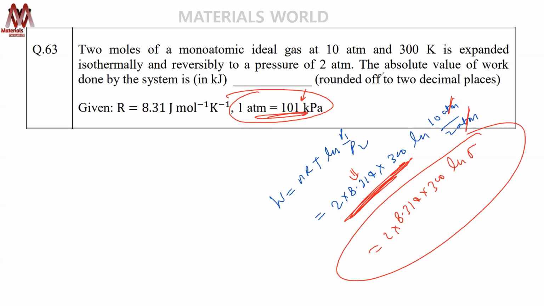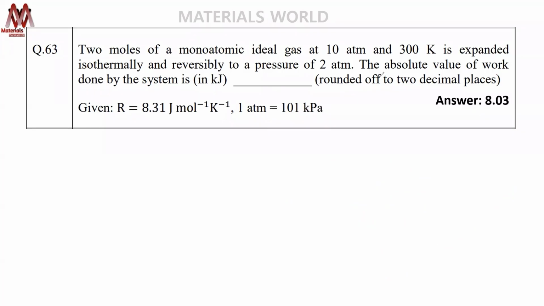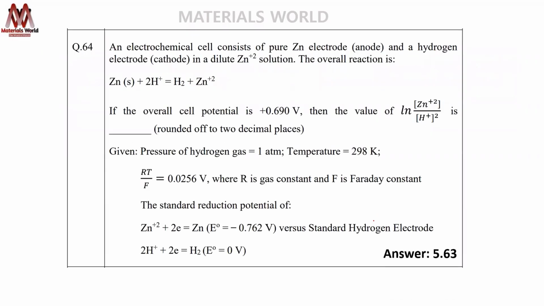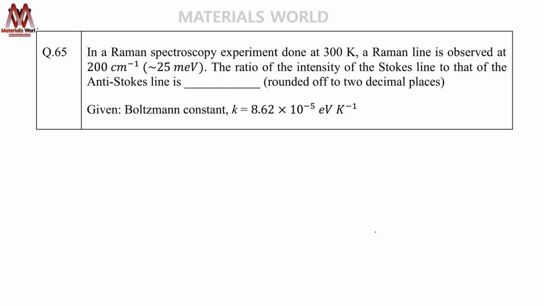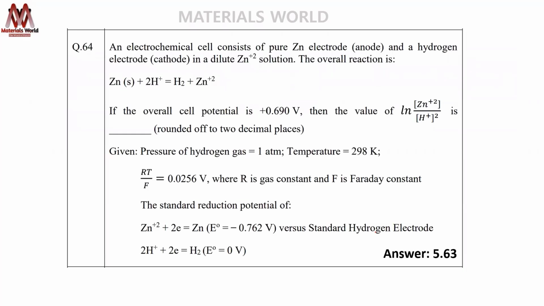So what is the answer? I think I didn't show you the answer, guys. It is 8.31. Sorry, 8.03. Okay. What is this answer? The answer is 5.63. Okay, how to solve it? It's very easy. It's actually directly from the Nernst equation. It's not rocket science.